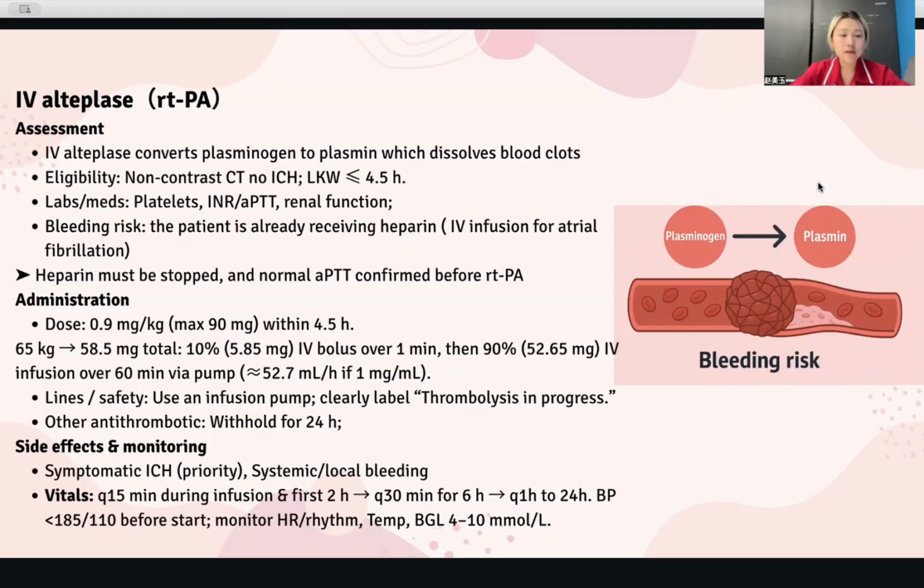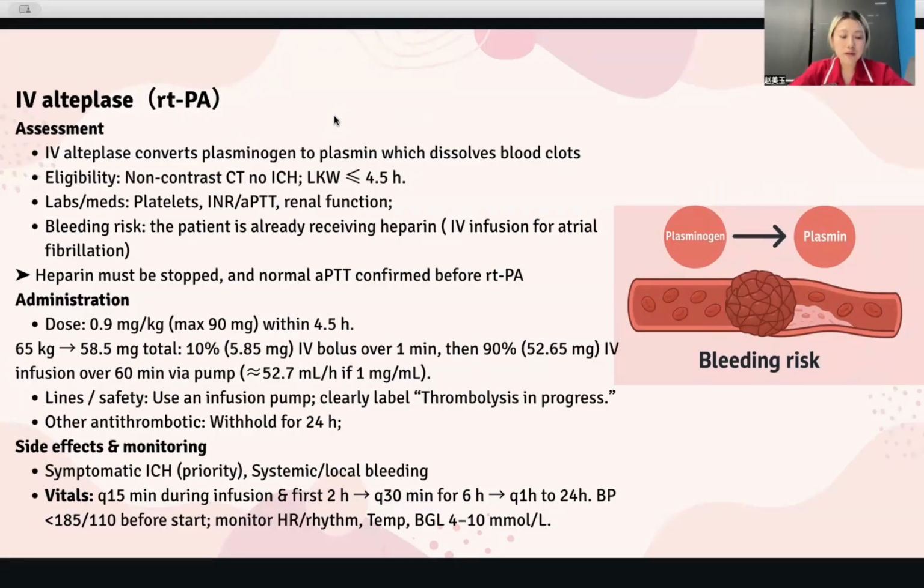IV Alteplase, also known as rtPA, is the key thrombolytic drug for ischemic stroke. It works by converting plasminogen to plasmin, which dissolves the fibrin clots and restores the blood flow. Before the administration, we must confirm eligibility. The non-contrast CT must show there is no intracranial hemorrhage, and the last known well time must be within 4.5 hours.